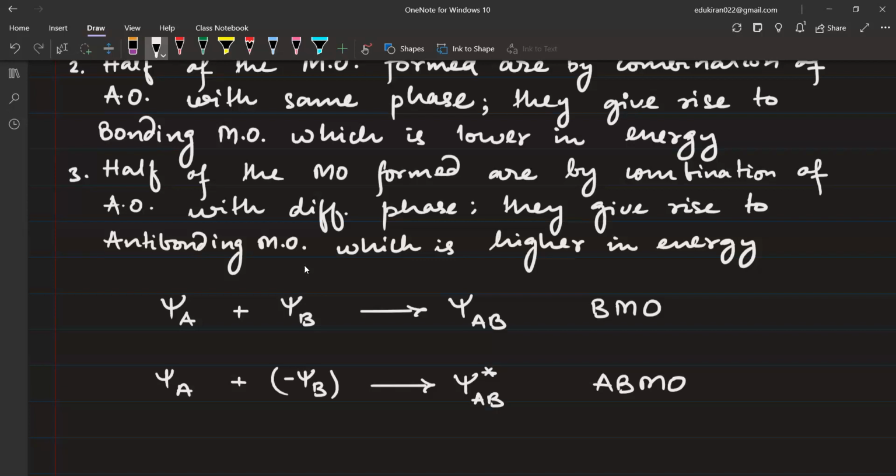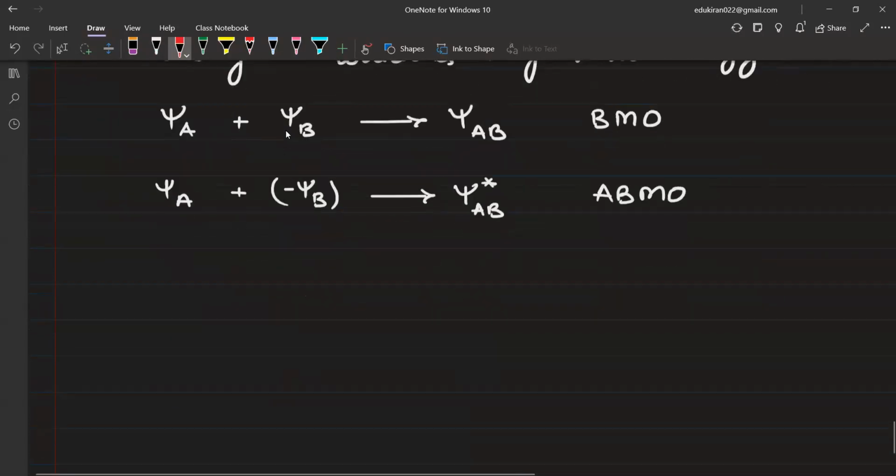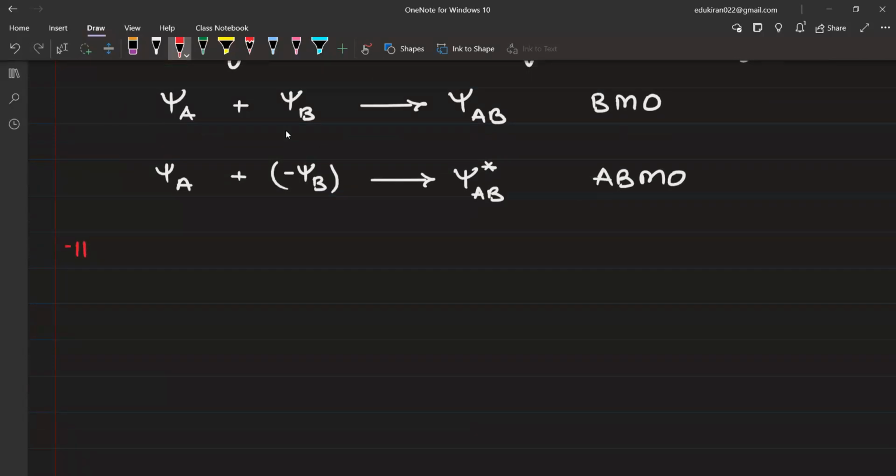Move ahead. Right, next. LCAO, linear combination of atomic orbitals, of different atomic orbitals to form molecular orbital. Okay, let's first look at the combination of s and s, 1s and 1s.